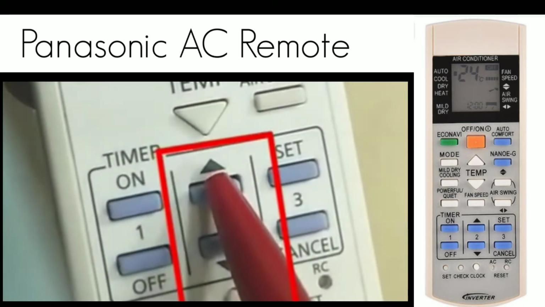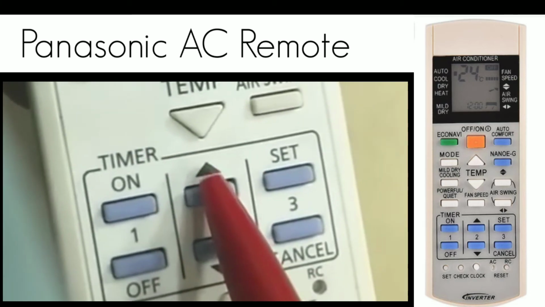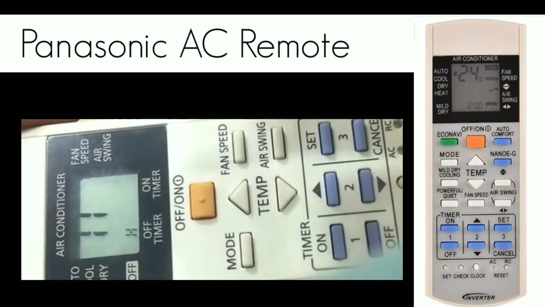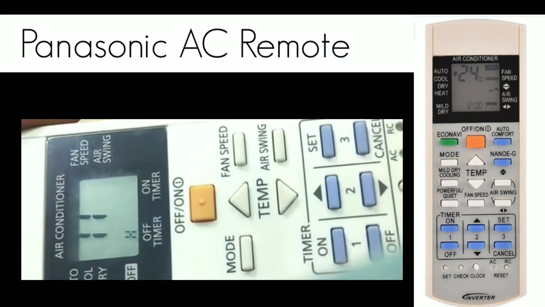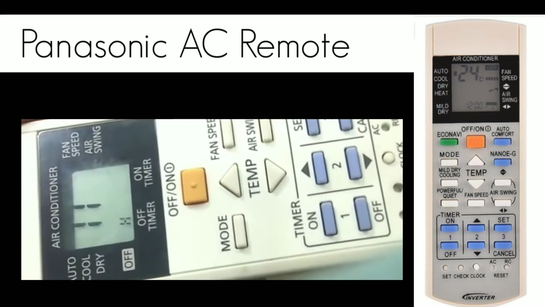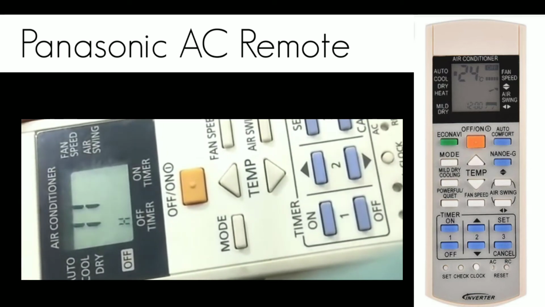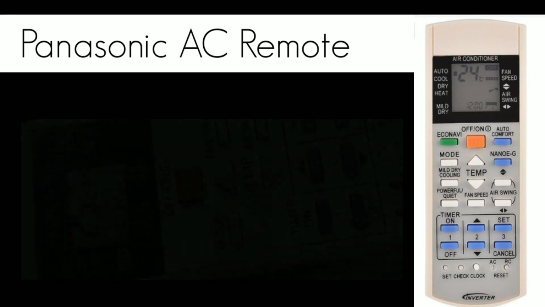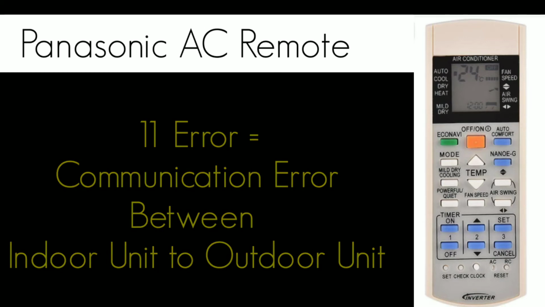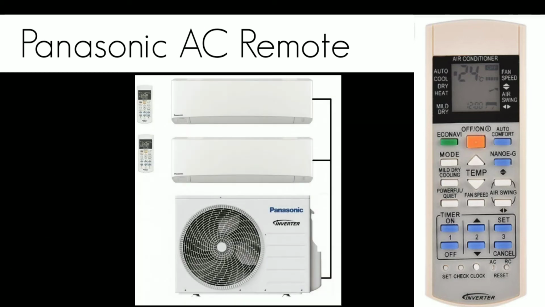For example, I am pressing the up arrow key again and again. Now as you can see, the display shows 1 error with the beep sound. So finally I have the error code of my AC unit, and the meaning of the 11 error code is communication failure between the indoor and outdoor unit. So there is a problem with the wire or some problem in communication between the indoor and outdoor unit.